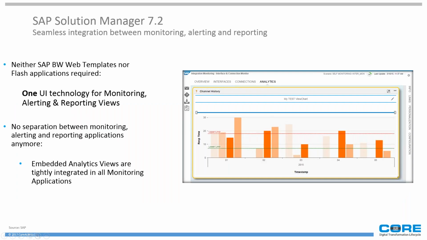So as we mentioned earlier, there's a seamless integration between monitoring, alerting, and reporting. And as you'll notice on the screenshot on the right there, there are different tabs, and we'll look at those in a little bit. But you can see that you have the overview, the interfaces, connections. So you have different areas of monitoring, but then on the far right, you have the analytics for those. So you don't have to go to a different section of Solution Manager to get to the dashboards, to get to the historical data about the specific object that you're monitoring.